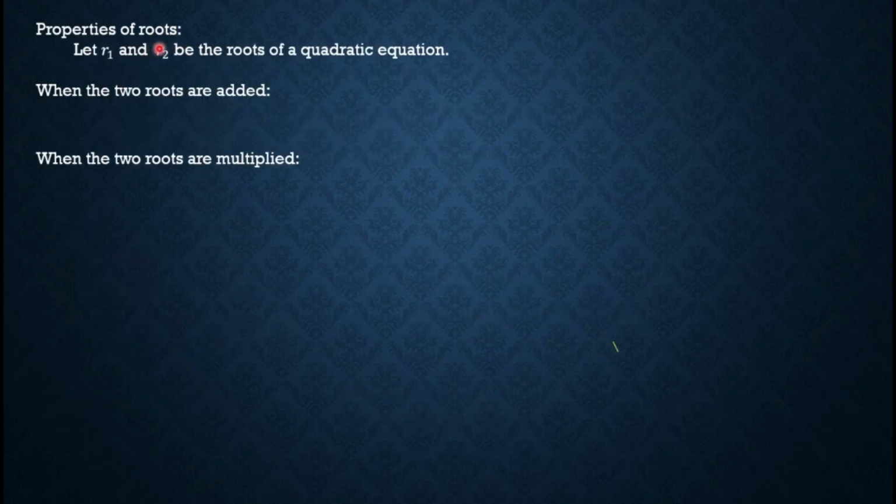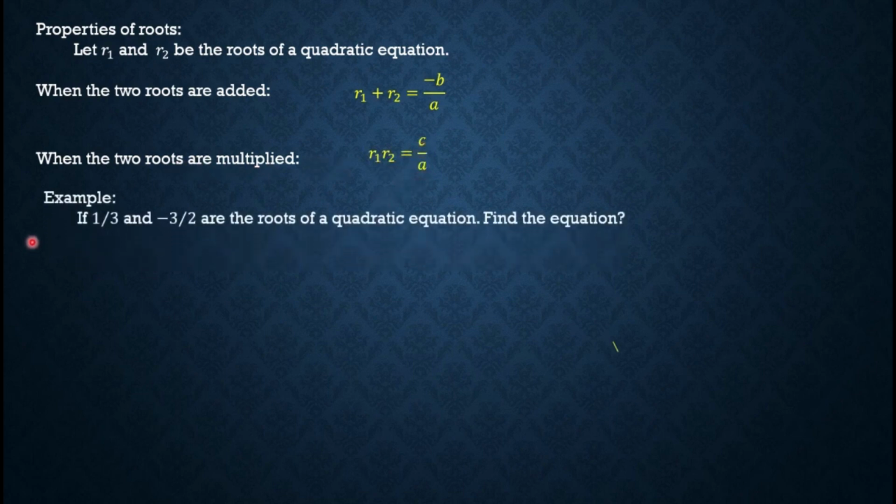Let's talk about the properties of the roots. Let r1 and r2 be the roots of a quadratic equation. When the two roots are added, r1 plus r2 is equal to negative b over a. When the two roots are multiplied, r1 times r2 is equal to c over a. For example, if 1/3 and negative 3 over 2 are the roots of a quadratic equation, find the equation. Solution: r1 is equal to 1/3 and r2 is equal to negative 3 over 2.